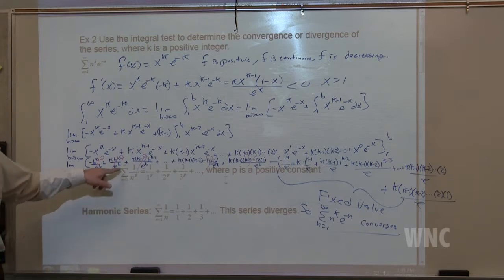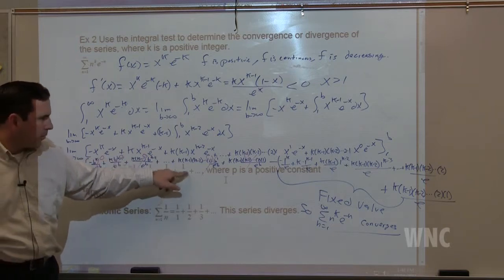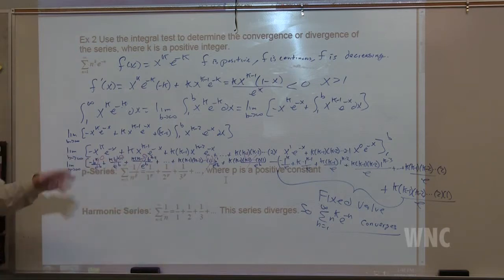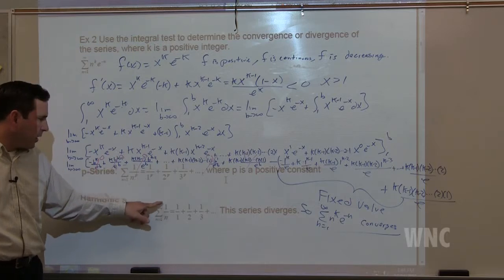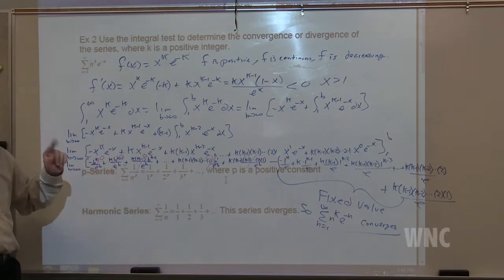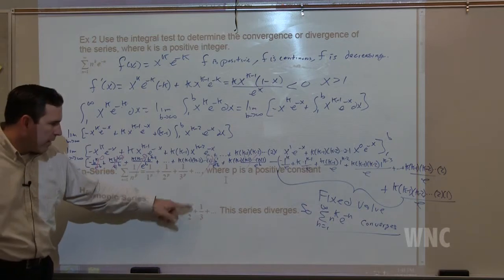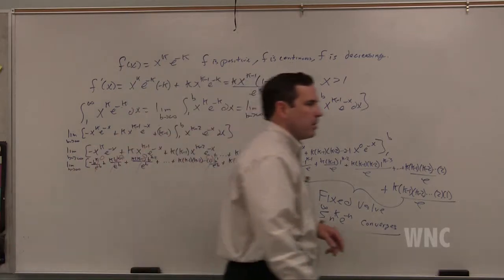P series, the sum n goes from 1 to infinity of 1 over n to the p is 1 over 1 to the p plus 1 over 2 to the p plus 1 over 3 to the p, where p is a positive constant. Just recognize that as a p series. Harmonic series, the sum as n goes from 1 to infinity of 1 over n. So the harmonic series is one of the p series where p is 1. That's 1 plus 1/2 plus 1/3 and so on. That is divergent.